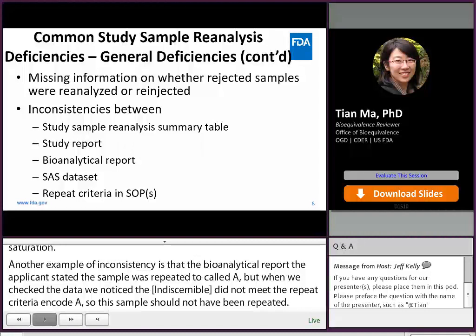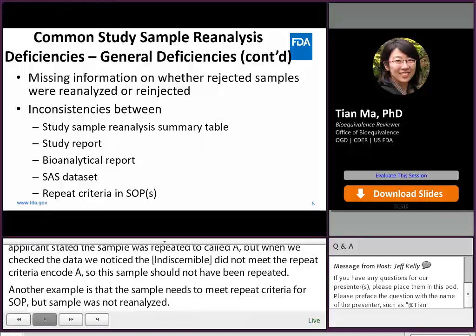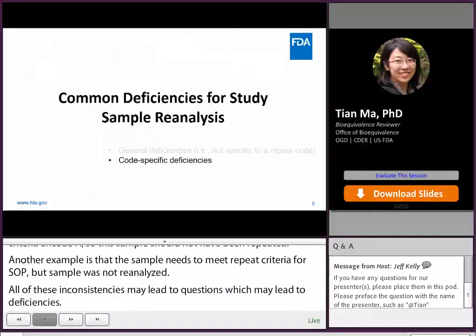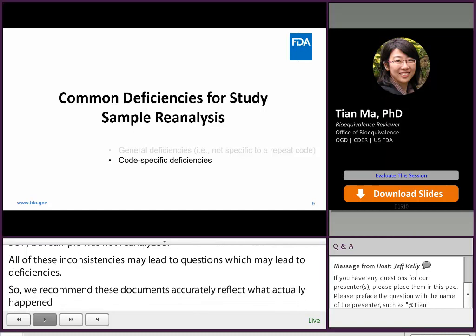So we recommend that these documents accurately reflect what actually happened during the study sample reanalysis. So that's for the general deficiencies. And now let's move on to talk about the code-specific deficiencies.